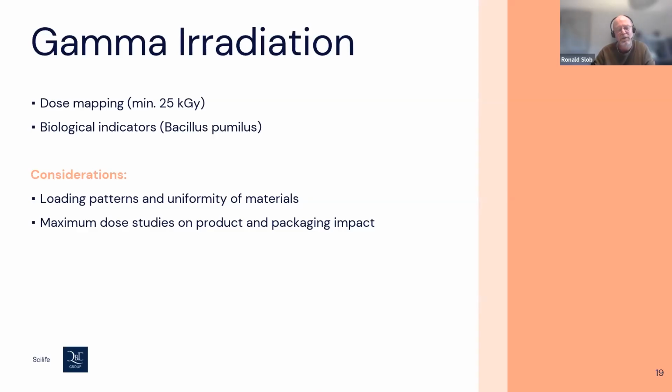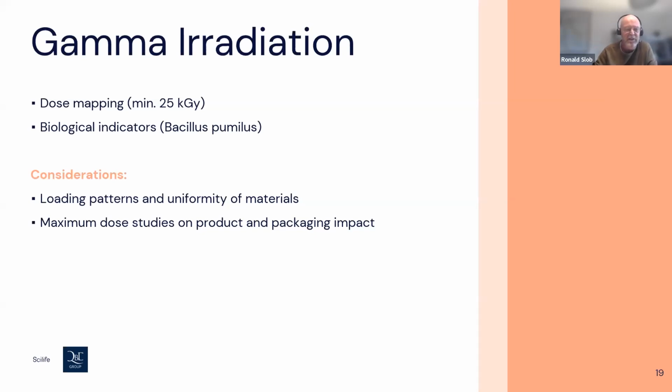But you can also use the biological indicators, which this time is Bacillus pumilus, which is also commercially available. So during qualification or validation of your irradiation, also maybe as in-process controls, you can use that indicator to look if there is still a survivor after your exposure.